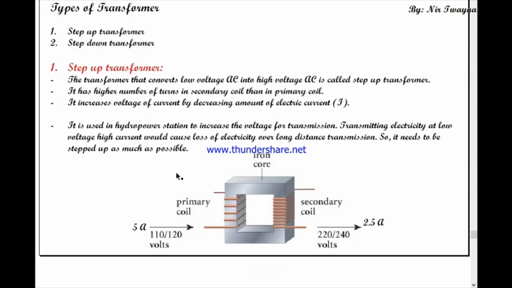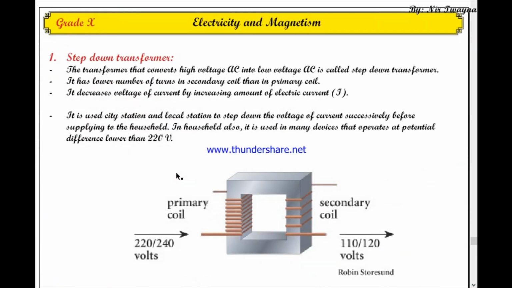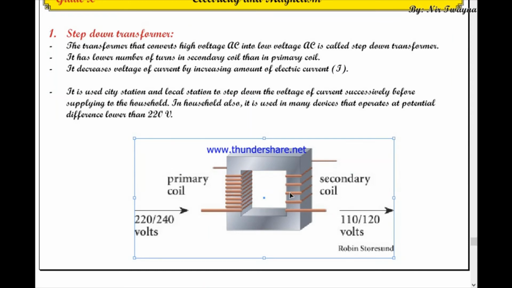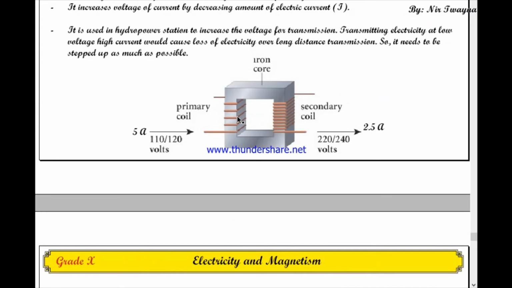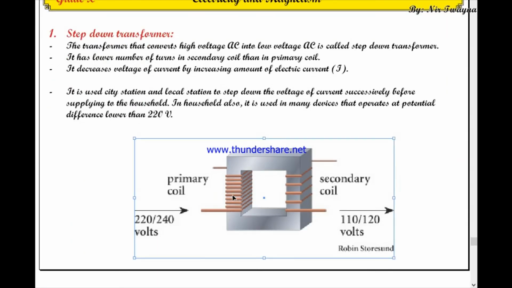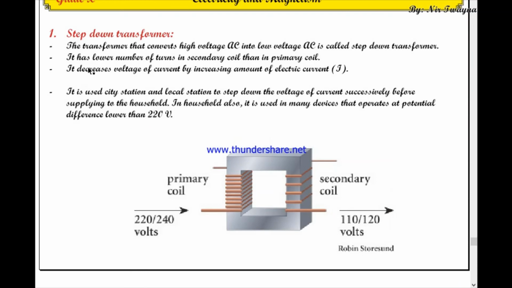Okay, if there is no confusion, then let us go to step down transformer. The transformer that converts high voltage AC into low voltage AC, just opposite. Yes, it decreases voltage. It's called step down transformer. Start taking note. It has a lower number of turns in secondary coil than in primary coil. See, the number of turns is just opposite in case of primary and secondary coil in step up and step down transformer. Yes, in case of step up transformer, there are more coils in secondary coil. In case of step down, there are more coils in primary coil.